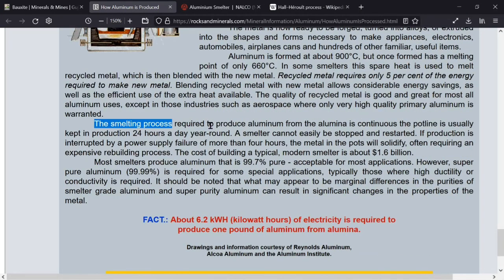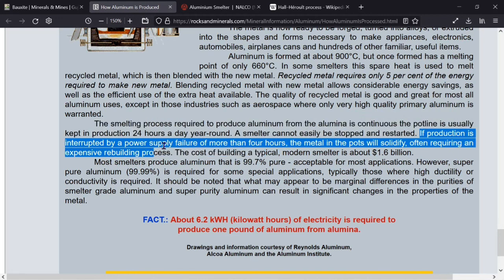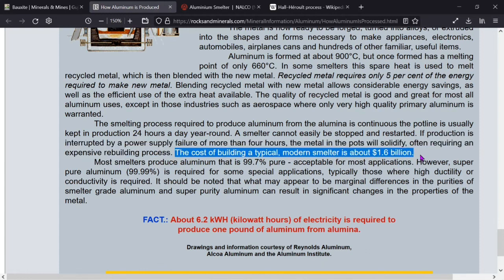Some other interesting facts: the production is continuous, 24 hours, year round. The smelter cannot be stopped and restarted. Can you see this? Yes, sir. If the production is interrupted by a power supply failure of more than 4 hours, the metals in the pot will solidify, often requiring an extensive rebuilding process. The cost of building a typical modern smelter is around 1.6 billion. Can you see this? Yes, sir.